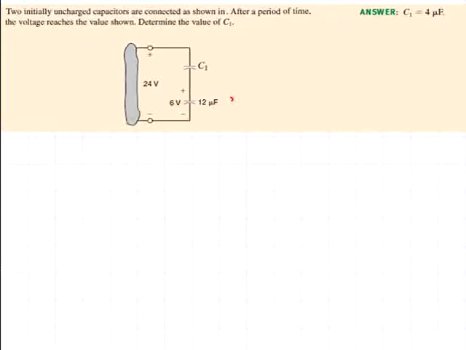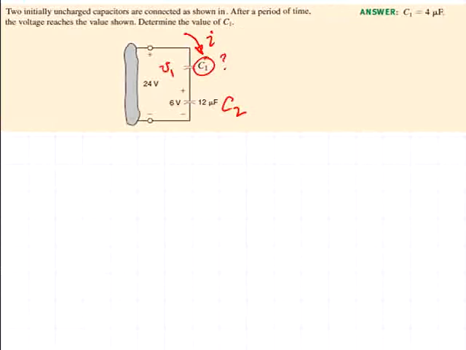Let's call this second capacitor C2. Presumably upon connecting to the circuit, a current will flow charging these two capacitors. At this particular observation time, we have 6 volts across the 12 microfarad capacitor, and we are asked to determine the value of the capacitance C1.